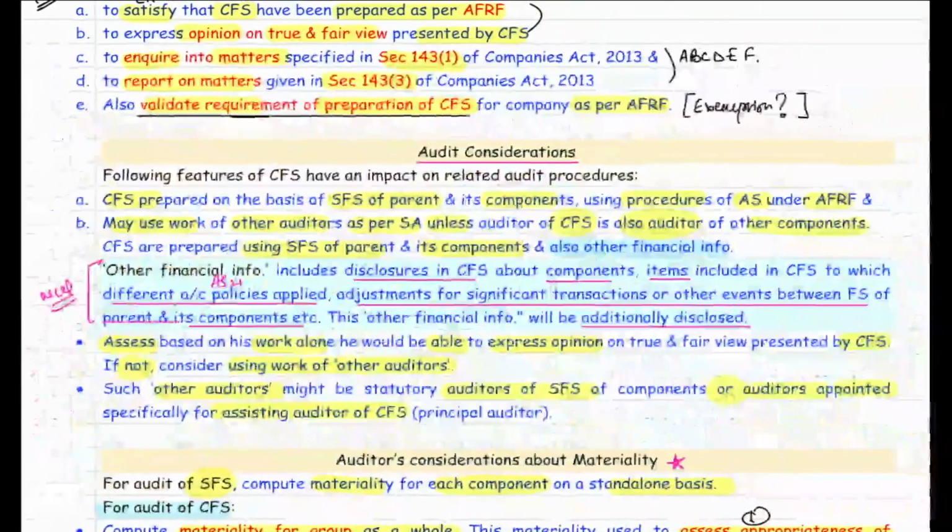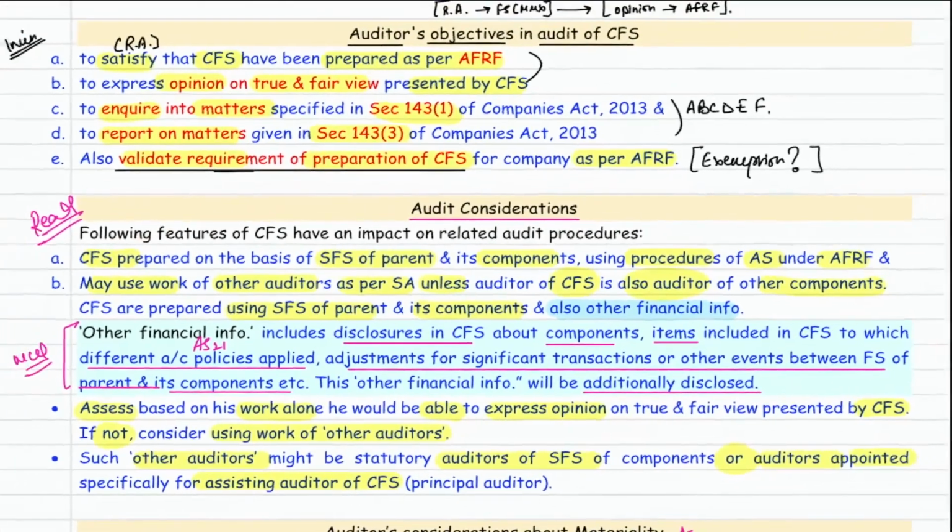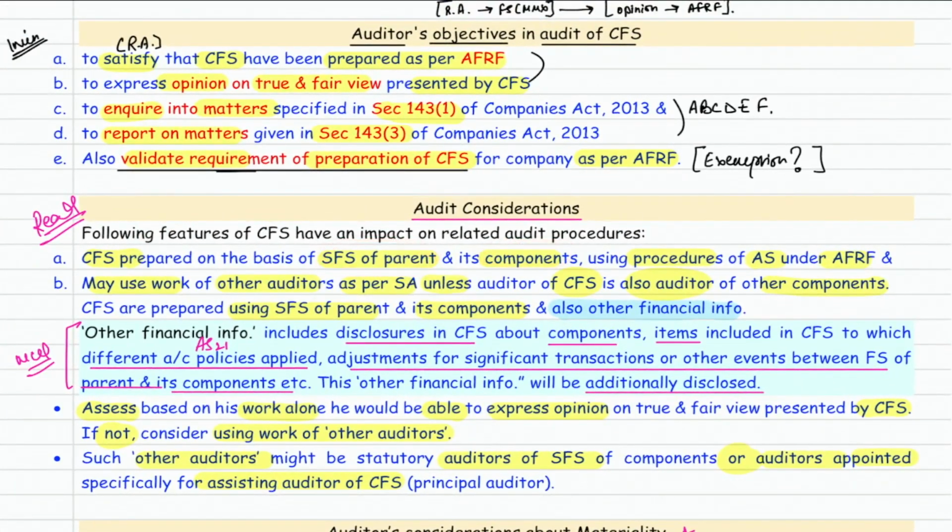Yes, sir. Then we have a topic, you just need to read this topic. Nothing critical in this topic. Okay? Do it in a very fast manner. Whenever you want to prepare the CFS, what do you need? Parent's SFS and component's SFS, and apply the procedure as per the applicable FRF. Sometimes for the component SFS, you can use the work of another auditor unless you are also the auditor of the component. CFS are prepared using the SFS of the parent and component plus some other information. What is the other information? Disclosures, items for which different accounting policies are applied as per AS 21, or adjustments for significant transactions between the financial statements of parent and component. So this other information needs to be disclosed.